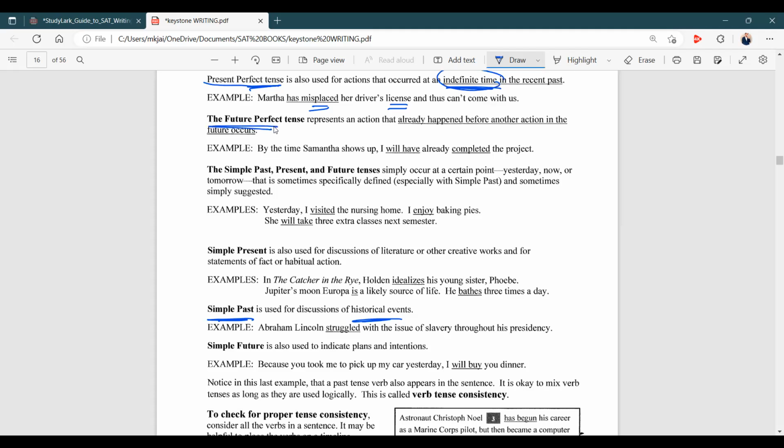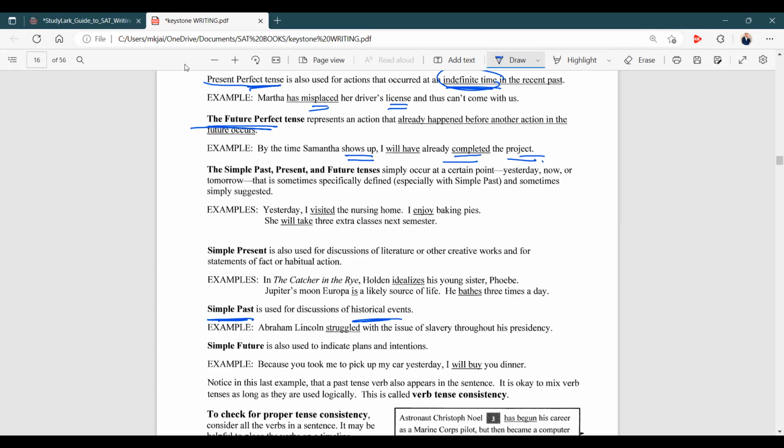Okay, what about future perfect? Future perfect is similar to past perfect. We must have two actions. It represents an action that will already have happened before another action that occurs in the future. By the time Samantha shows up, I will have already completed the project.